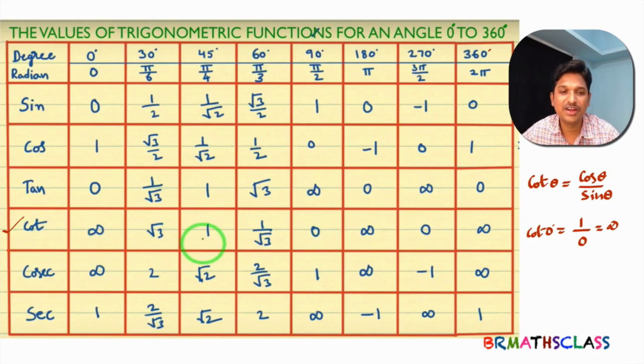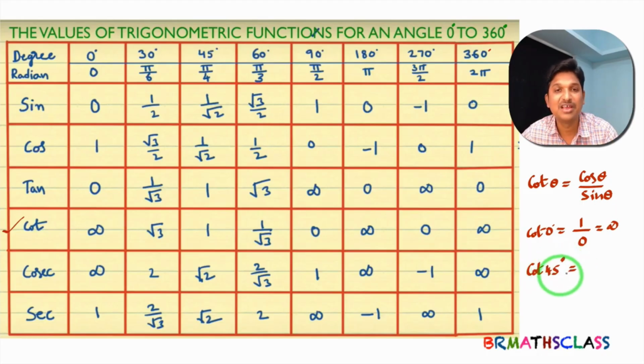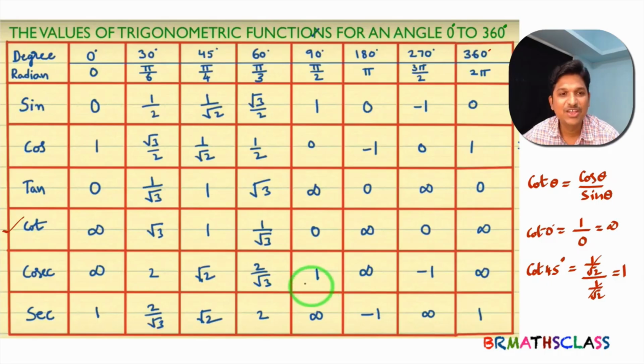Similarly, cot 45 degrees. Cot 45 degrees is what? Cos 45 degrees divided by sine 45 degrees. Cos 45 degrees value is 1 by root 2, divided by sine 45 degrees, that is also 1 by root 2. 1 by root 2 divided by 1 by root 2 is 1. Like that, you can write this complete cot row. I hope you are understanding, right?